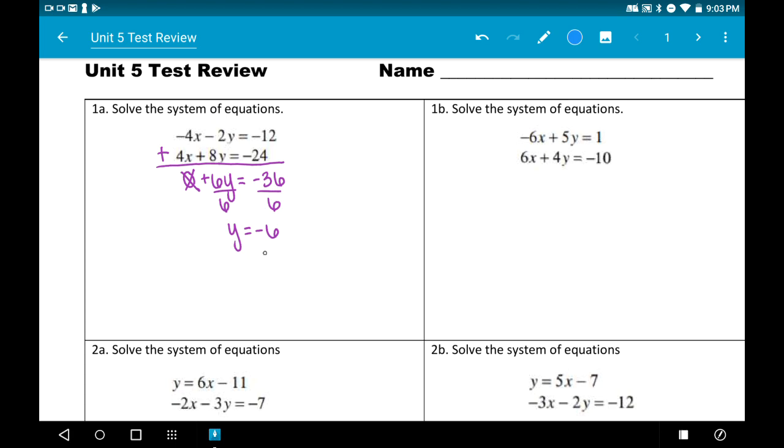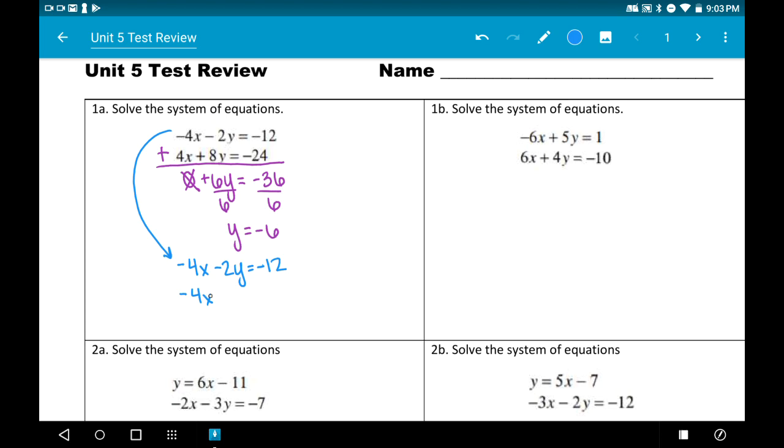So that is our first. We have y. Now we're going to plug it back into either one of these. So I'm going to take this top one here. If you pick the bottom one, you'll get the same answer. So the top one was negative 4x minus 2y is negative 12. Now we already know what y is, so I'm just going to solve for x. And the way I do that is I replace y in this equation with negative 6.